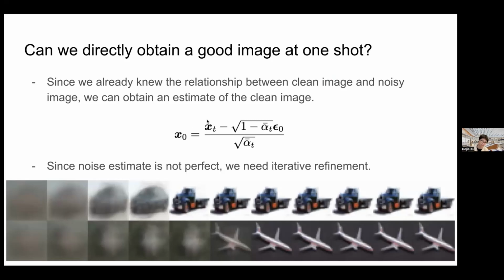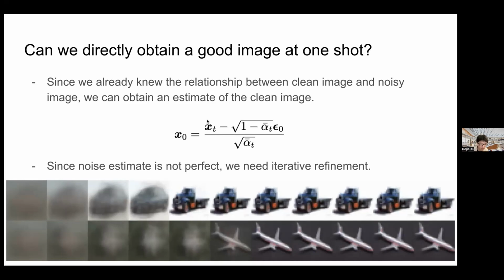Even from a noisy image, we can actually estimate the noise component using our denoiser. Then the natural question is, if we already know the noise component, why not just remove it and obtain a good looking image? Well, this idea is attractive, but it doesn't work all the time, because estimating the noise component is far from perfect when we are dealing with a very high noise level. And even though the neural network is very large, with millions of parameters, you still cannot estimate the noise perfectly. So that's why we need iterative refinement.